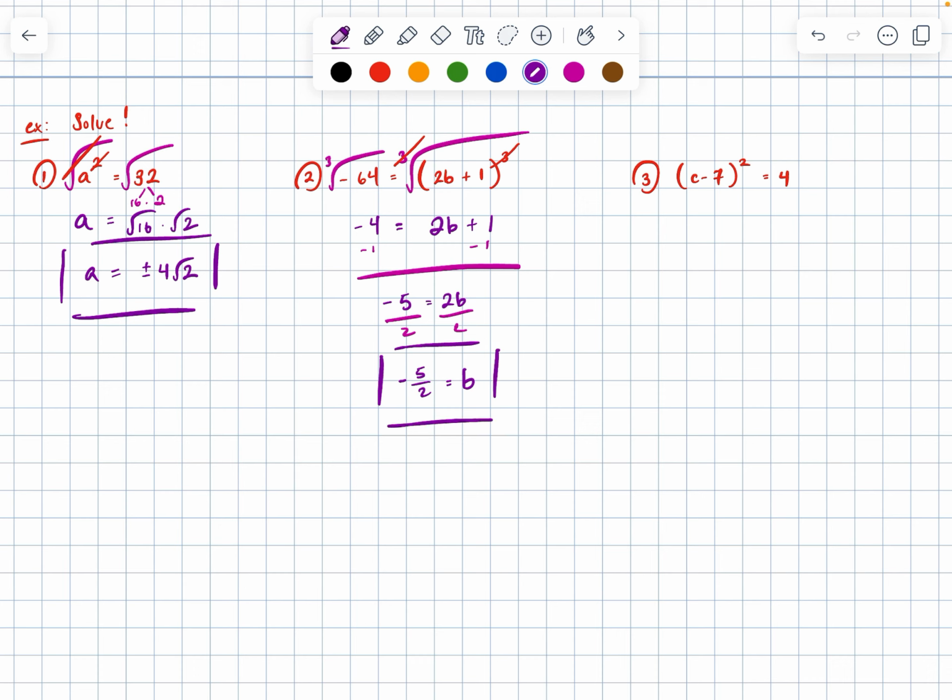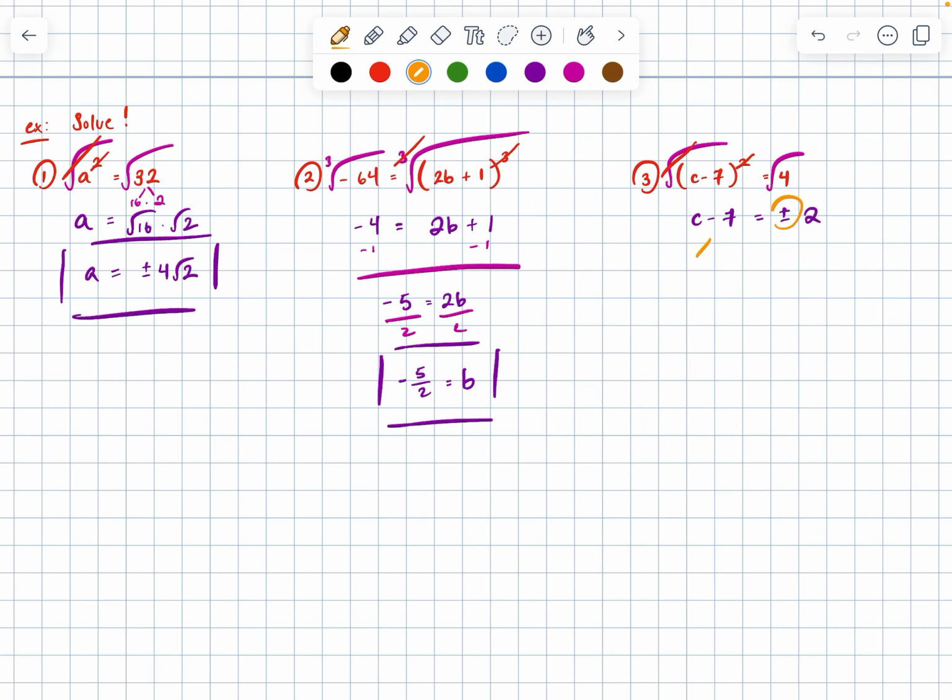And for number 3, I need to get c by itself. It's inside of a square. Let's use a square root to undo it. On the left, my square root and my square cancel each other out. That leaves me with c minus 7. And on the right, I have plus or minus 2 as the square root of 4.